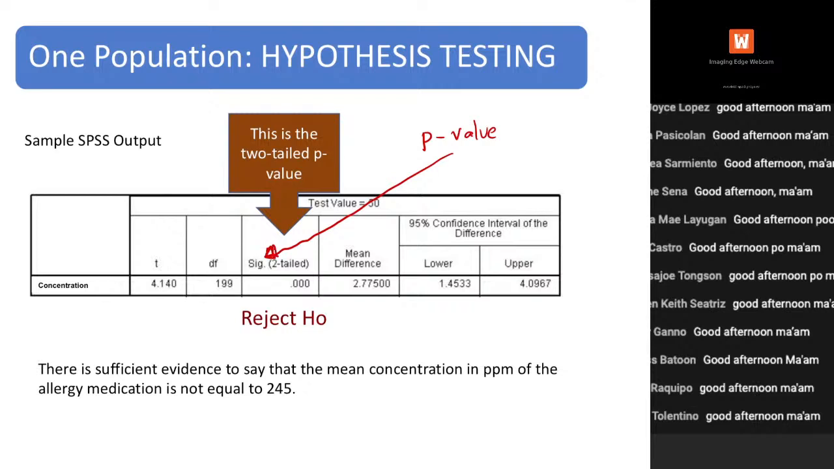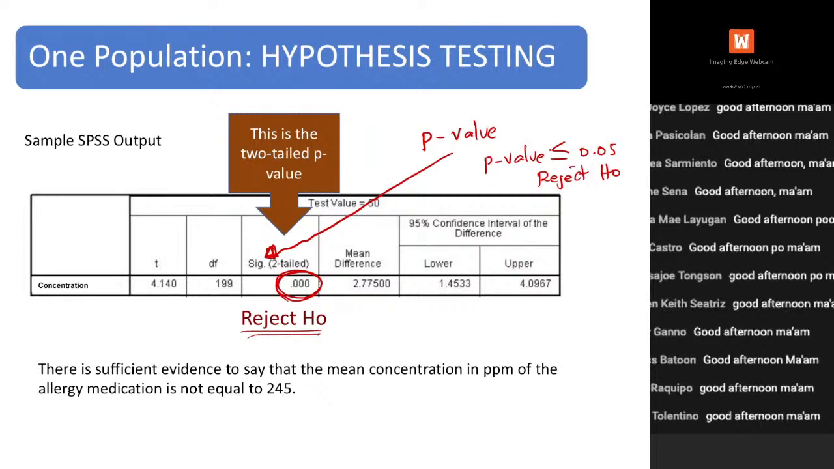And take note that the value is 0.00. So what did we say? Decision: if p-value is less than or equal to 0.05, reject H0. Okay, so yan na, reject the null hypothesis.